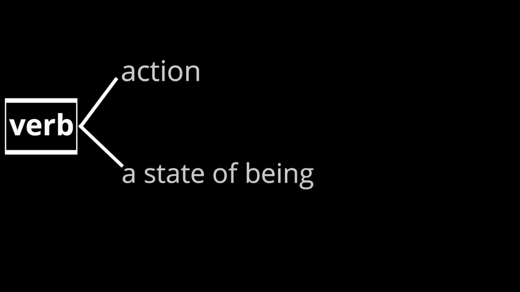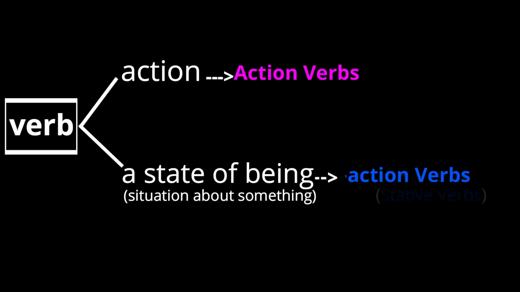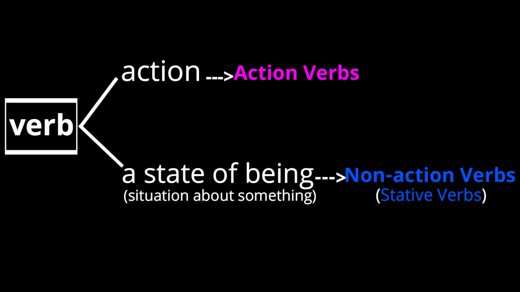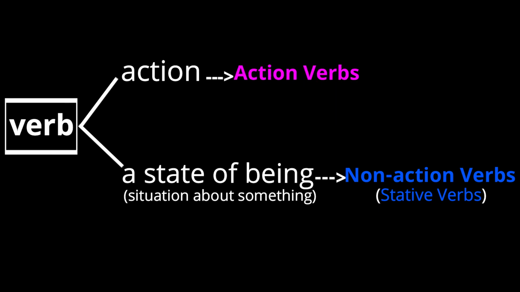A verb is a word that shows an action or a state of being, meaning, let's say, a situation about something. And this helps us to understand the two types of verbs in English. They are action verbs and non-action verbs. Let's take a look at action verbs first because, well, they're a little bit easier to explain.